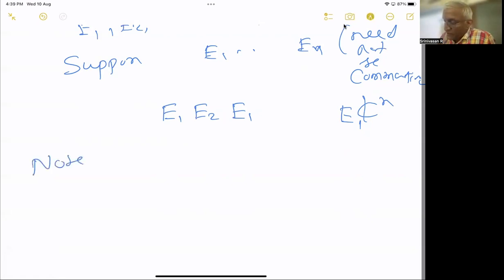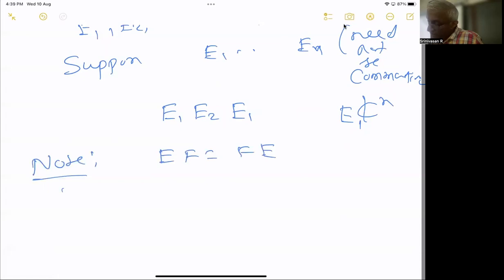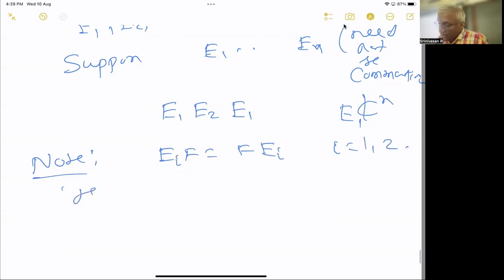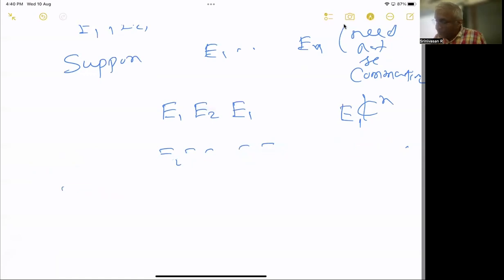Okay. So note, if E and F are commuting, then EiF equals FEi, i equals 1, 2. There are E1, E2 commuting with F. Then I have to define it. You can take the union of two projections. If you have two sets A and B, then you can take the union of sets. Similarly, you can take the intersection. You can take the union of projections by the following prescription.